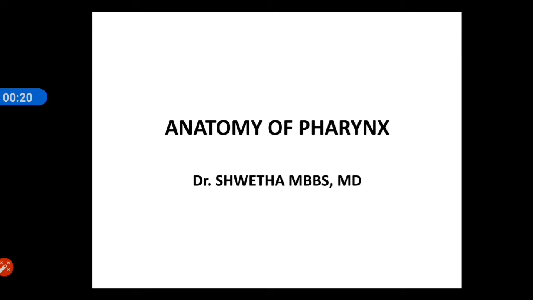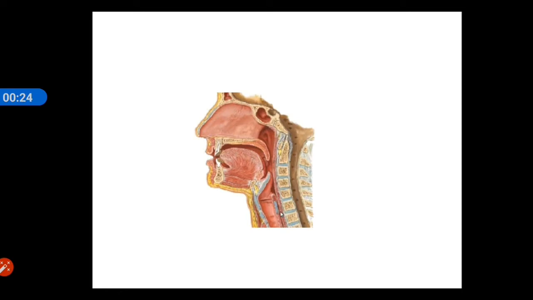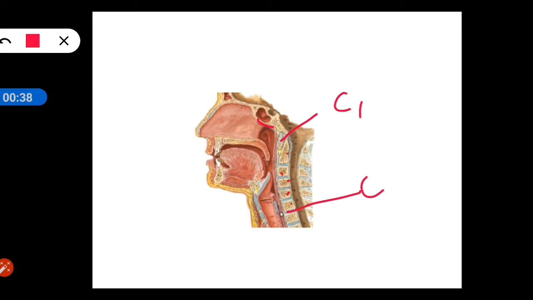Hello everyone. Today we're discussing the anatomy of the pharynx. So as we all know, the pharynx is a muscular membranous tube. It extends from the base of the skull up to C6 vertebrae. So this is C1, C2, C3, C4, C5 and C6. So the pharynx extends from C1 to C6. So this is the pharynx.